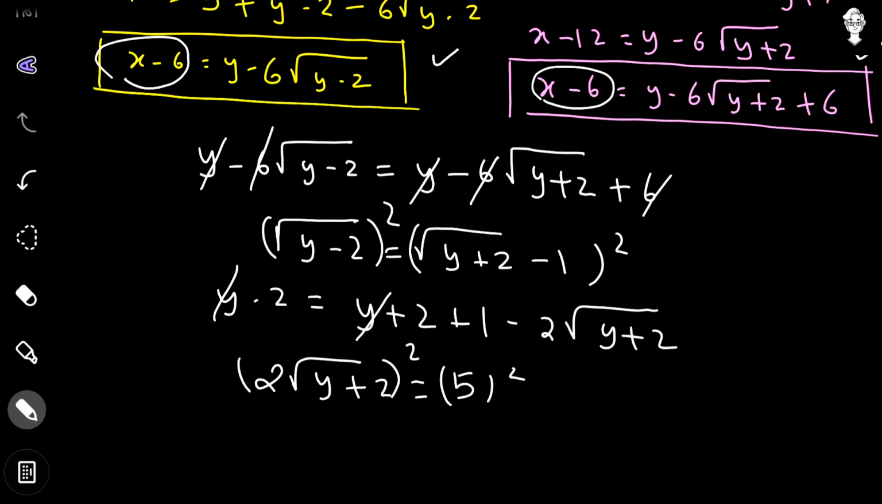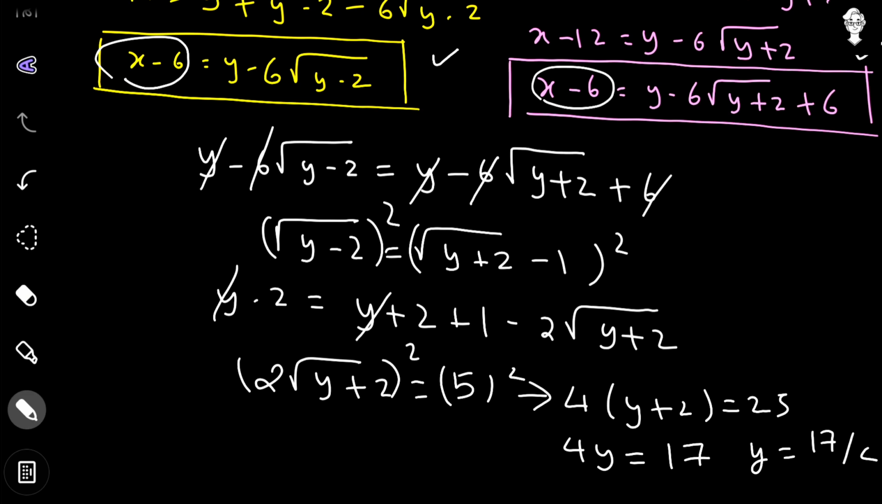So now what we will have is 4 times y plus 2 is going to be equal to 25. So here we have that 4 times y is going to be equal to 25 minus 8, that is going to be equal to 17. So from here we have the value of y, that is going to be equal to 17 upon 4. So here we have got the value of y, that is 17 upon 4.